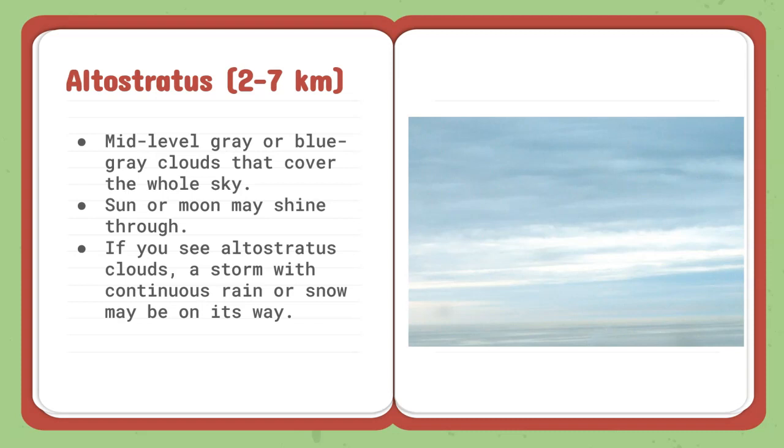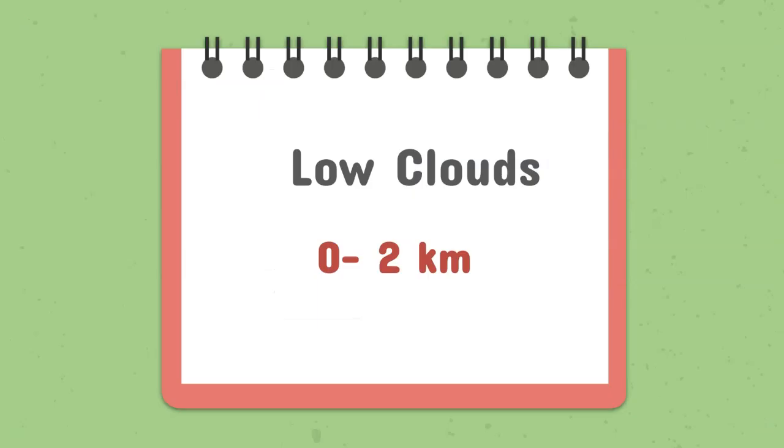The sun or the moon might be able to shine through them, but not always. If you see altostratus clouds, a storm with continuous rain or snow is most likely on its way. So these are the two middle, middle altitude clouds that you need to know. Now we're going to move on to the low-level clouds.